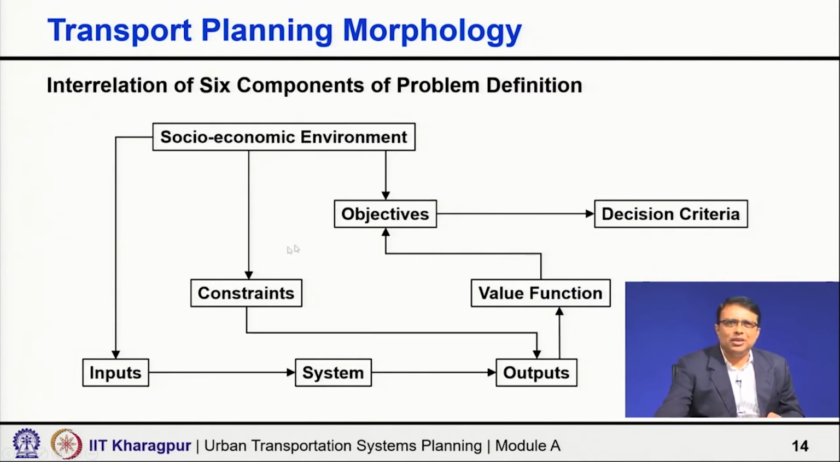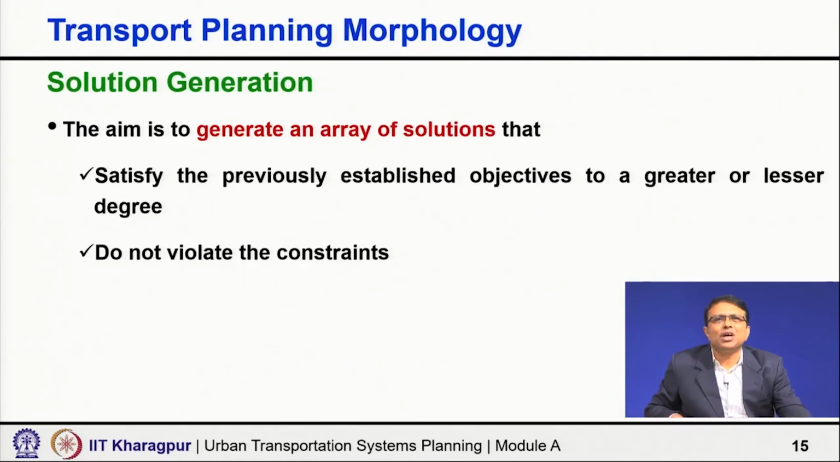So, these are the interrelations of the 6 components. You can see that you have defined objectives, you have identified the constraints, you have identified the inputs. The inputs are then fed to the system and then you are getting the output, okay. And now you are checking with the constraints and then only taking the meaningful outputs, and then through the value function you are actually mapping it on the objective and you have a decision criteria already there. So, based on that you are trying to select something. So, all these are very clearly defined. The next steps are simple.